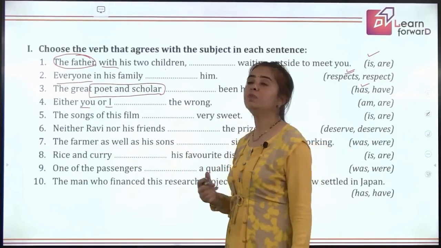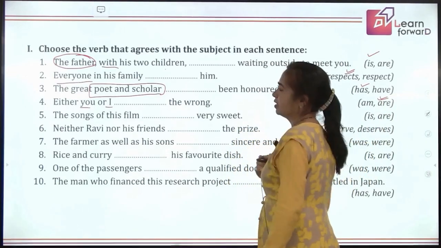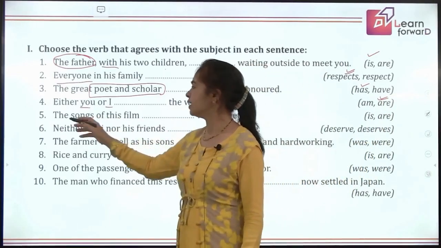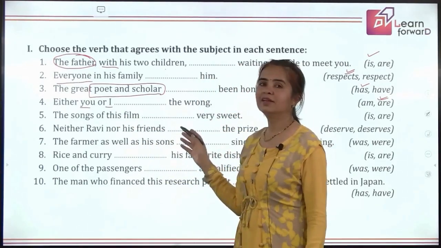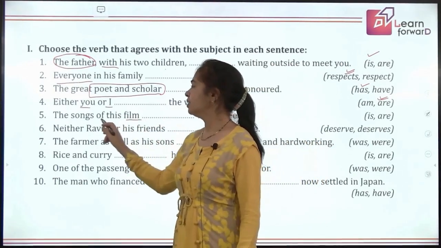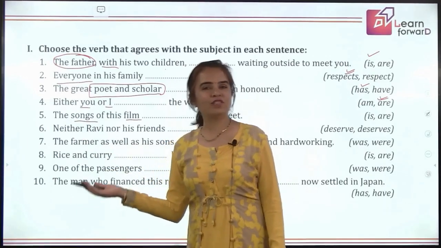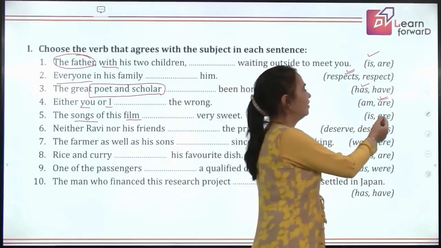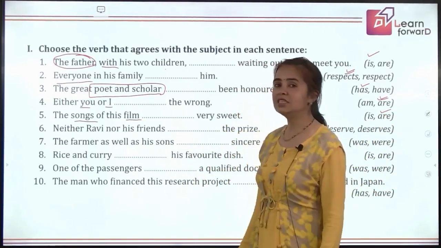Then we use plural verb. So what will come here? Are is the correct word, right? Next, the songs of this film dash very sweet. Are you talking about film in this or you are talking about songs? Songs, of course, which is plural. So what is the correct one? Are. So is it easy to do that way?